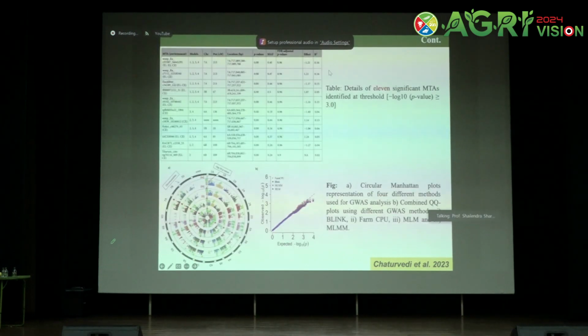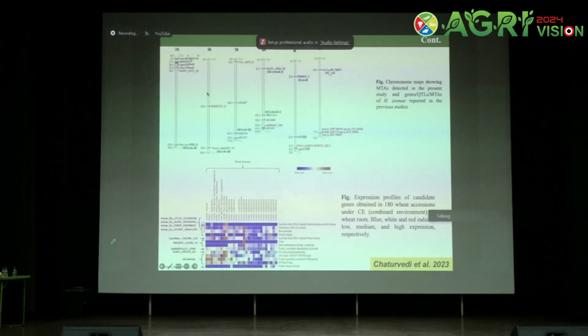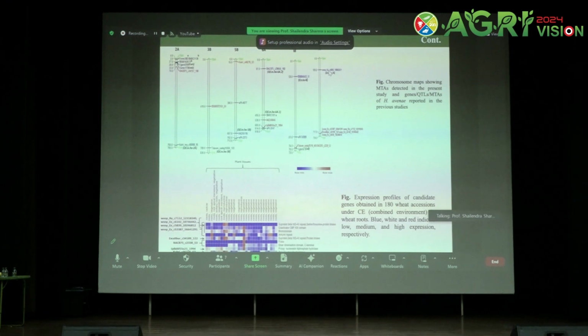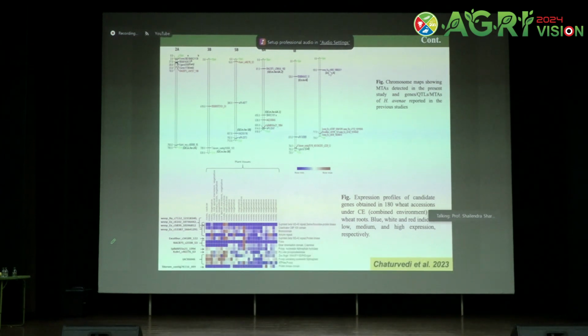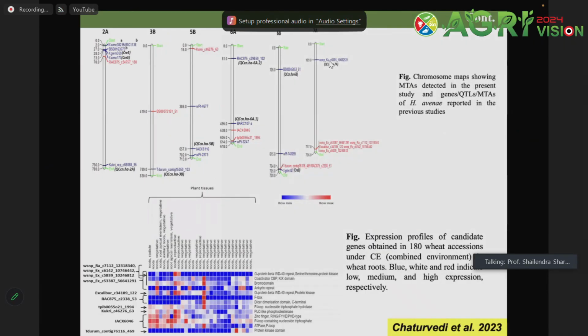Again, this is the Manhattan plot, and these are the potential MTAs. These are the chromosomal locations of these MTAs. And the good thing is that we confirmed that these MTAs are real from previously conducted studies. Some of the MTAs that we found in our study were already co-localized with already discovered major genes or QTLs. So now we are focusing on these regions.